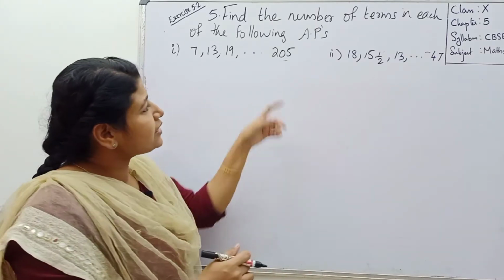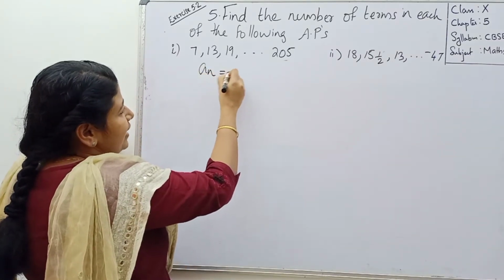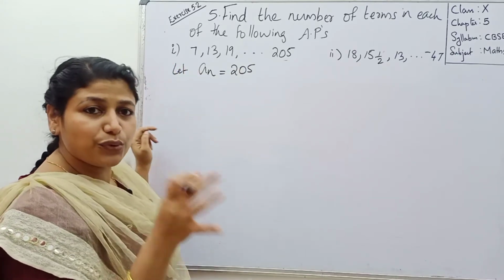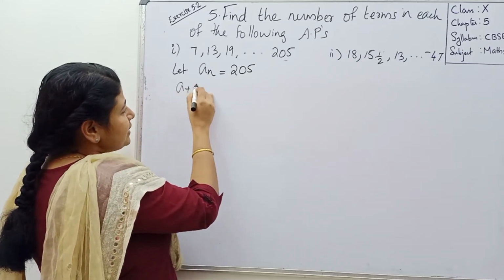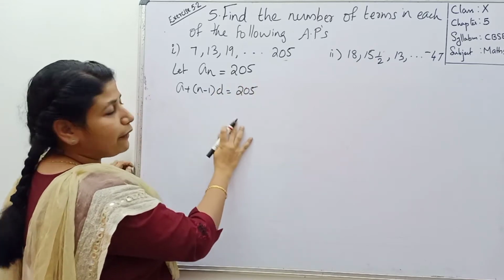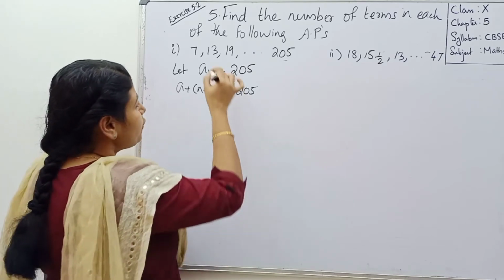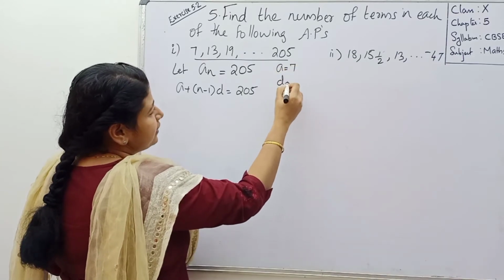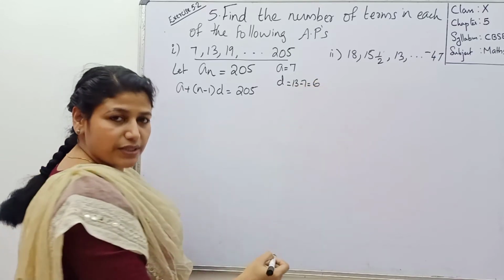So we can take the position of 205 as n. So we can find out an as 205. Let an equal to 205. nth പൊസിഷനിലാണ് 205 എന്ന് വിചാരിക്കുക. അപ്പോൾ an നമുക്ക് എഴുതാം 205 എന്ന്. an കാണാൻ a plus n minus 1 into d is 205, isn't it? So in this we have to substitute this a and d. A is the first term and d is the common difference. So from this progression we can write a is 7 and the common difference is 13 minus 7, which is equal to 6.